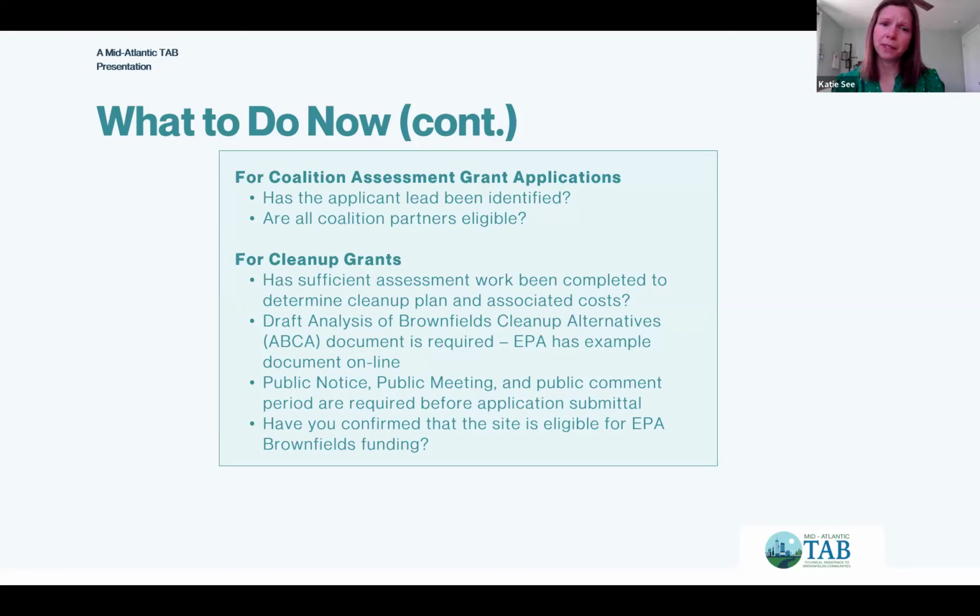And have you confirmed that the site is eligible for EPA Brownfields funding? That's critical too. I do also remember John talking about, have you had that all appropriate inquiry conducted on that site, and was it within the time frame? So there's an expiration date on that AAI or the Phase 1 Environmental Site Assessment. That will absolutely take you out of the running. So please, let's do the homework on that. Next slide, please.